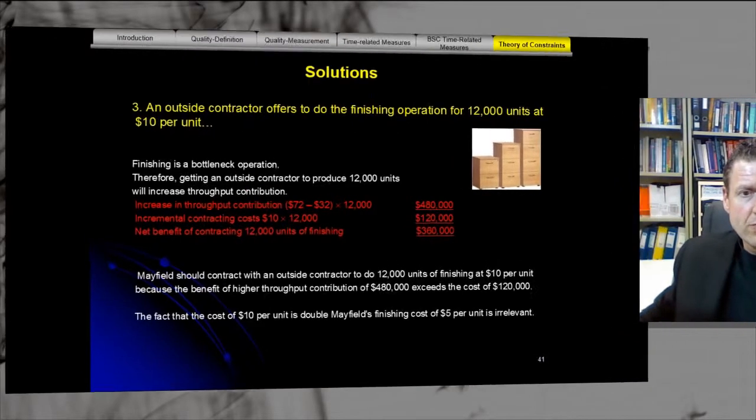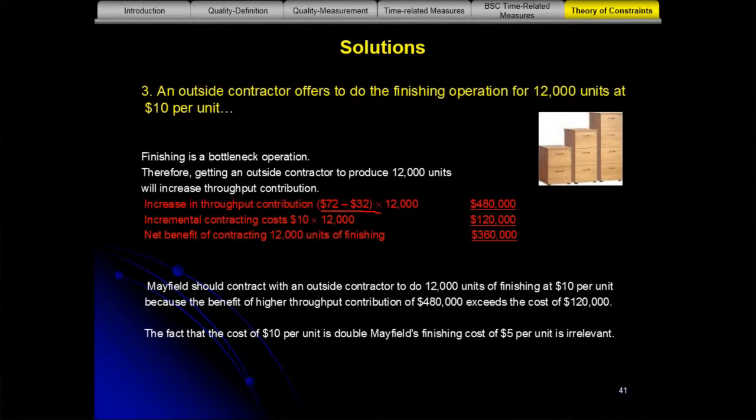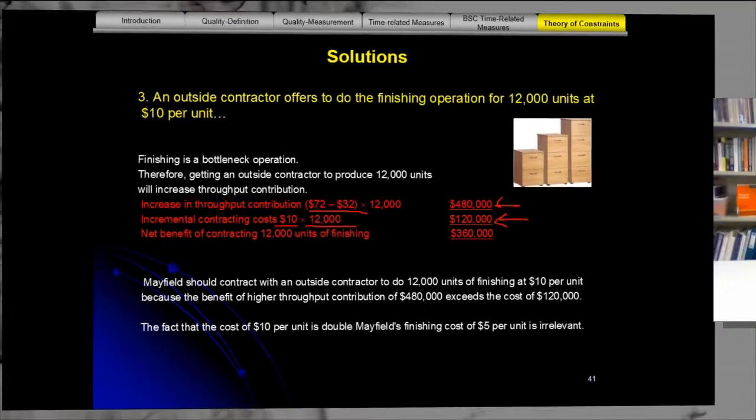So the increase in throughput contribution is $72 minus $32 direct materials, 480,000. You got that. Incremental contracting costs is $10 times 12,000. So we've got 120,000 here. So the net benefit of contracting out 12,000 units of finishing is $360,000. We must go ahead with that.